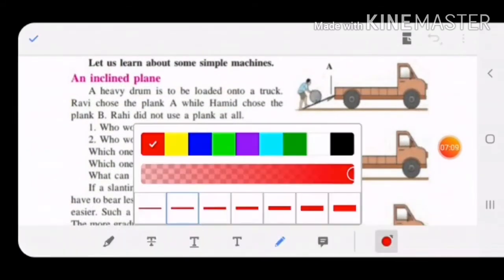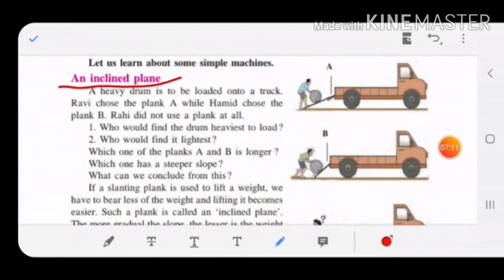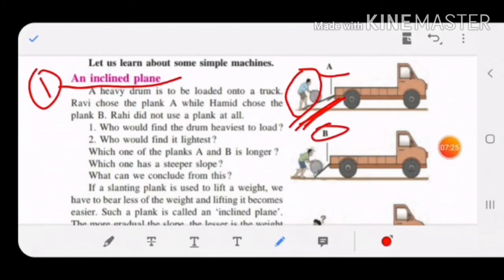Now let us learn about some simple machines. In simple machines, the first we are going to learn about is the inclined plane. Okay, a heavy drum is to be loaded onto a truck. Ravi chose plank A. This person is Ravi. He has used a plank. This is a plank. Then this person B is Hamid. Hamid chose plank B. This is plank B.